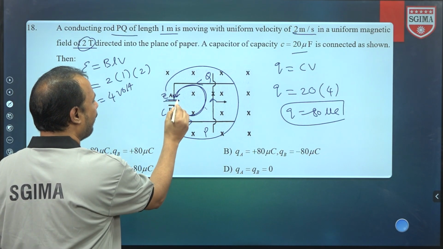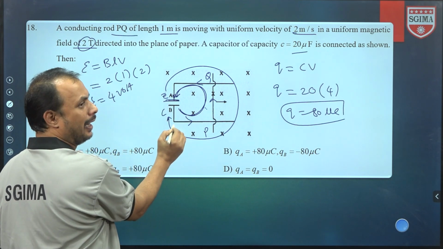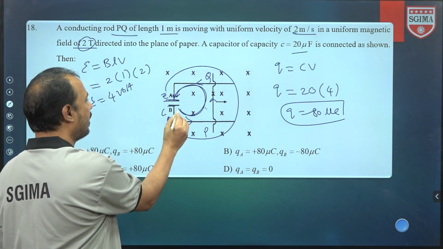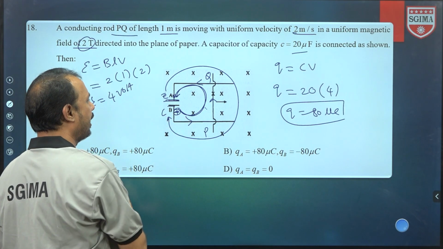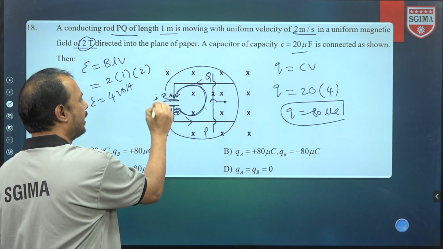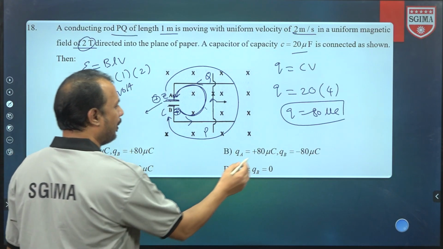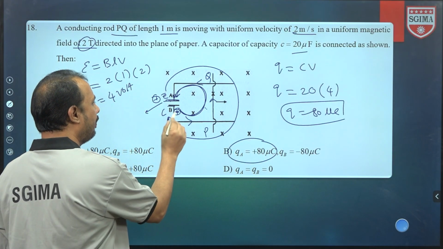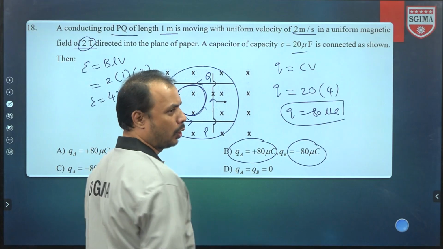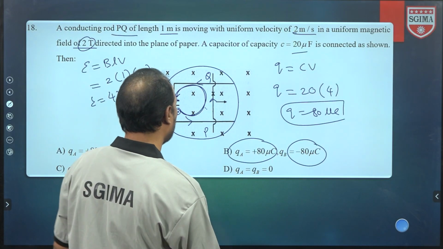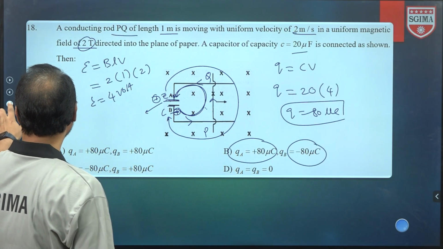A is a loss of electrons, B is a gain of electrons. Gain of electrons is nothing but we are getting the negative sign. Loss of electrons is nothing but we are getting the positive sign. So plate A having plus 80, plate B having minus 80 microcoulomb. Okay, so our answer is second.